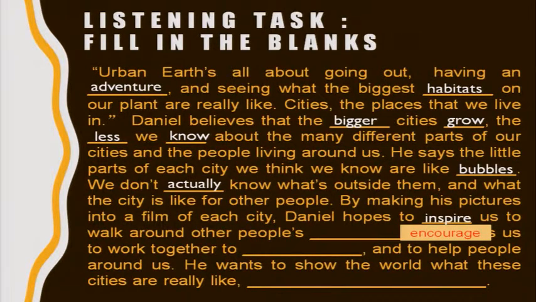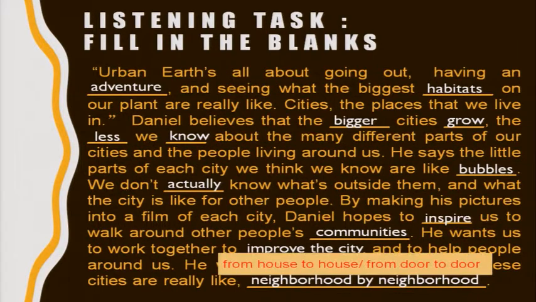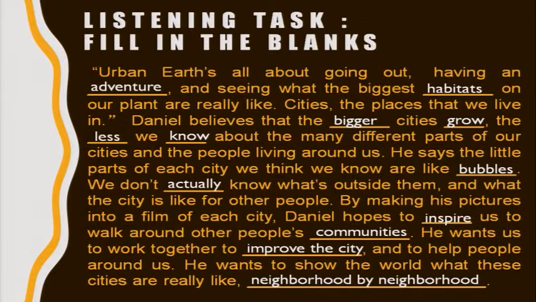To walk around other people's communities, still plural form here, not community, and then work together to improve the city. And the last one, neighborhood by neighborhood. Pay attention to the spelling, and it means from door to door or from house to house, right? With all the blanks checked and filled, now I have a question for you. Can anyone sitting down there try to analyze the structure of this part?